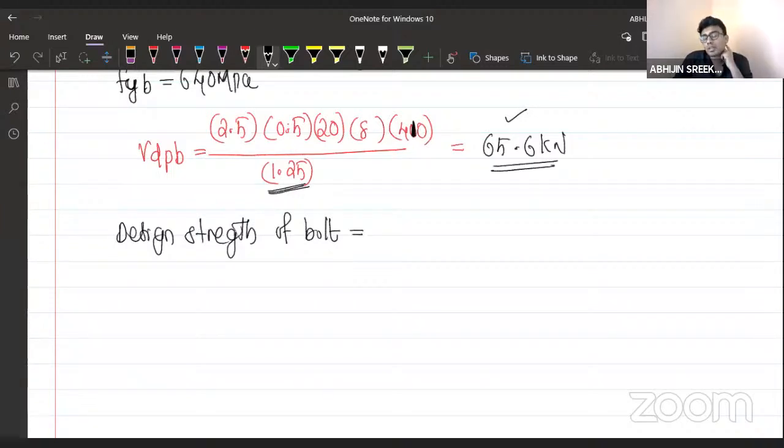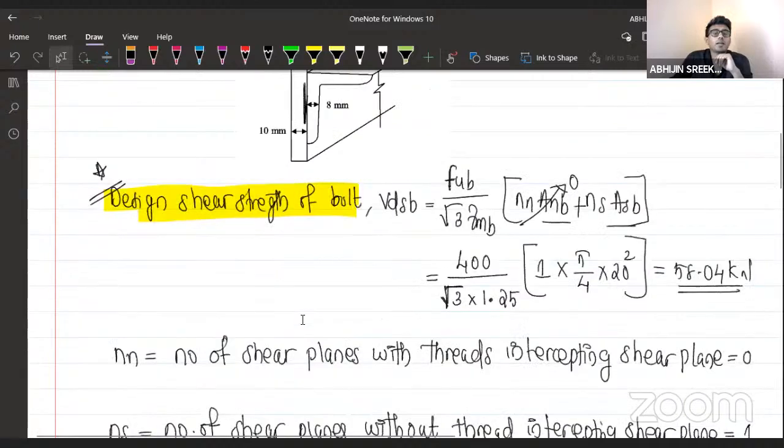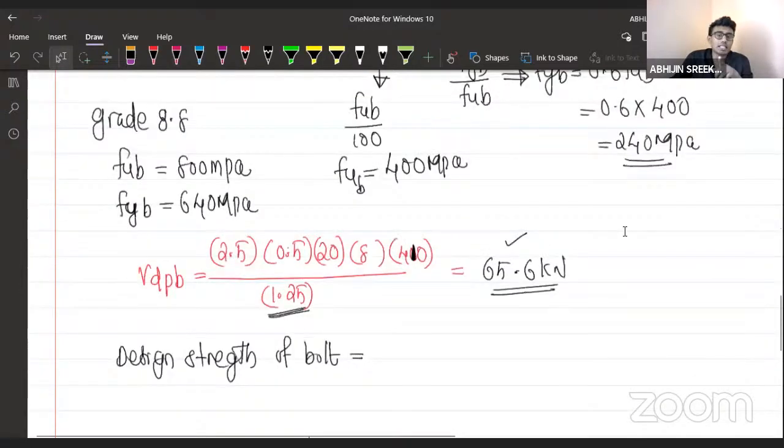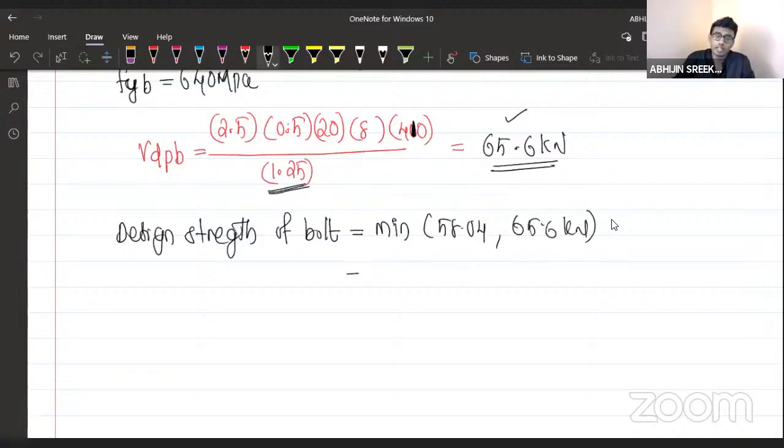Which one here is the minimum? Design shear strength is obtained as 58.04 and design bearing strength is obtained as 65.6. So I have to take the minimum of 58.04 and 65.6 kilonewton, right? Which one is the minimum here? 58.04 kilonewton is the minimum. So this is the design strength of the bolt.